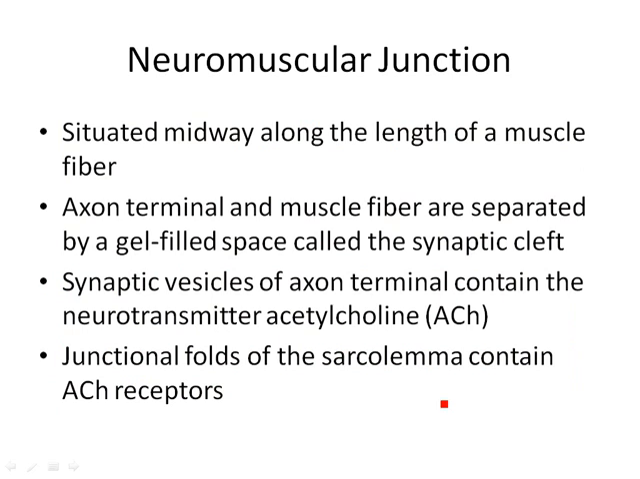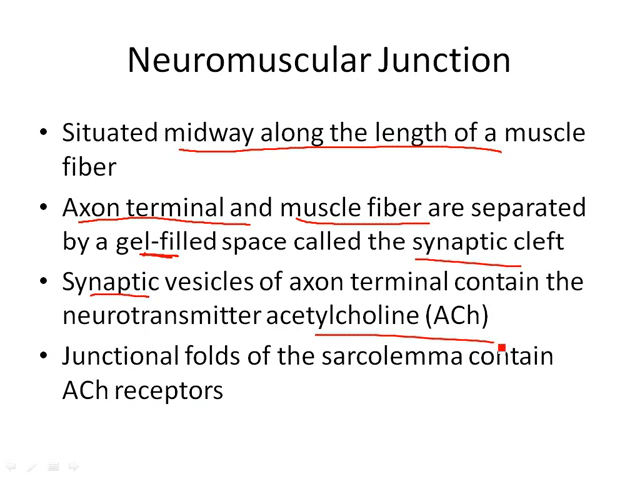All right, so the neuromuscular junction. Usually about midway along the entire length of a muscle, a neuron will come down and hit about the middle of the muscle so that you can spread the action potential. Each axon terminal and a muscle fiber come together with a little bit of a space, a little gel-filled space called the synaptic cleft. You have synaptic vesicles that contain neurotransmitters, and in this case it's acetylcholine. There's a bunch of neurotransmitters in your body, but for muscle movement it's acetylcholine. And if you have a neurotransmitter, you have to have some type of receptor. So on the muscle side, on the sarcolemma side, you have acetylcholine receptors.